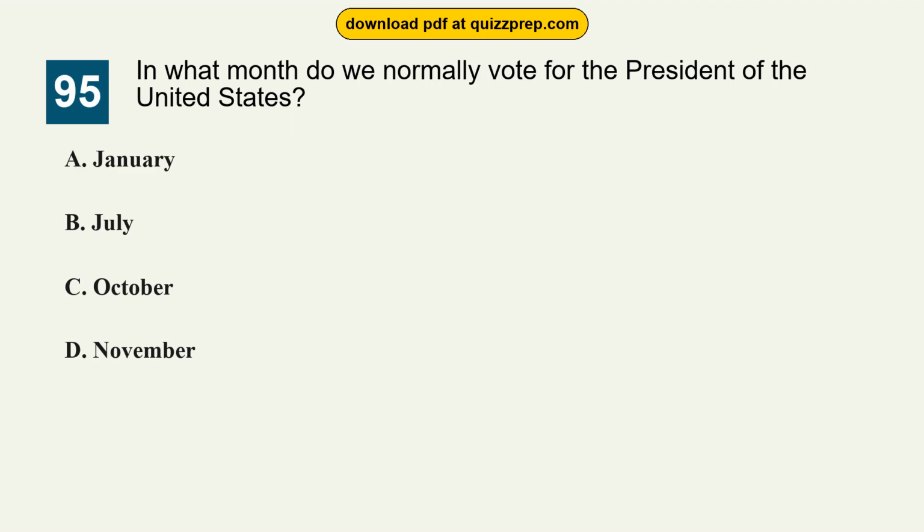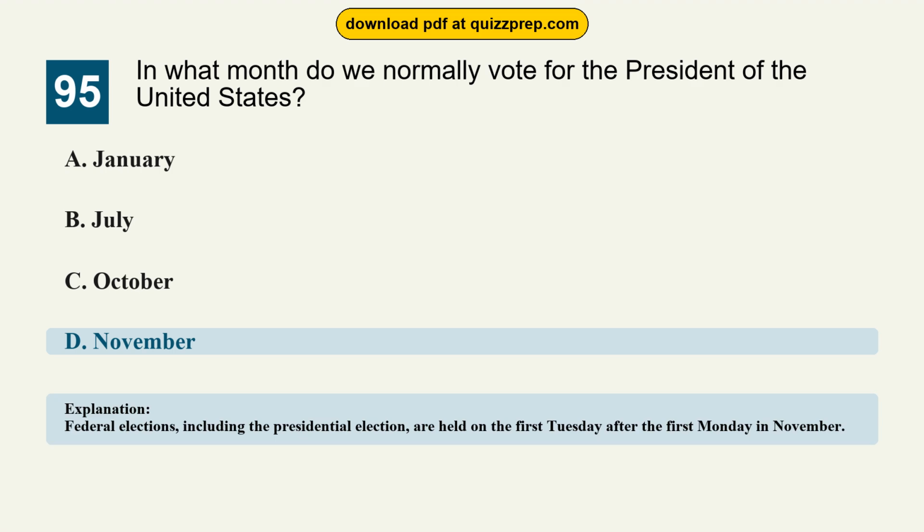Question 95. In what month do we normally vote for the President of the United States? Option A. January. Option B. July. Option C. October. Option D. November. The correct answer is option D, November. Federal elections, including the presidential election, are held on the first Tuesday after the first Monday in November.